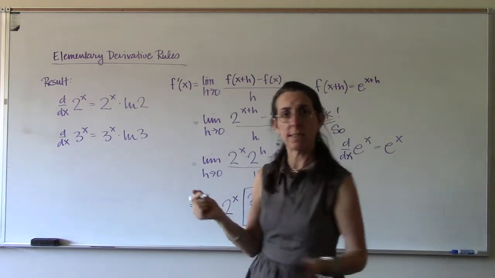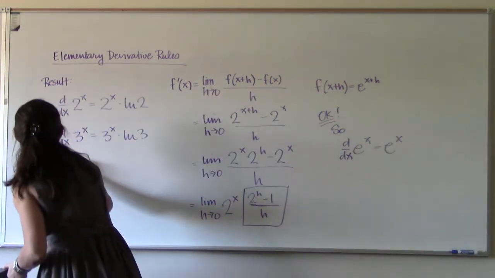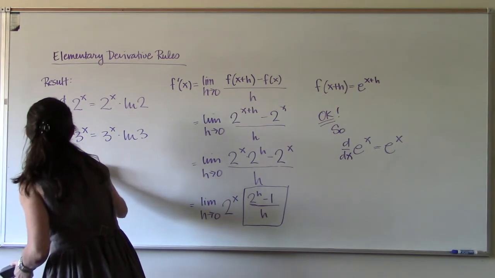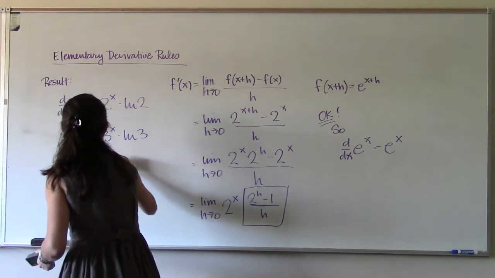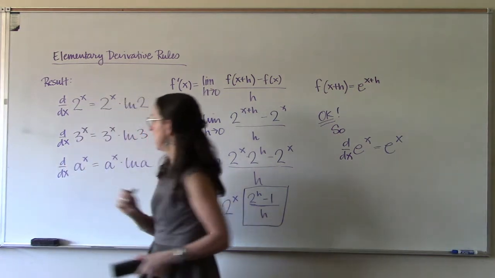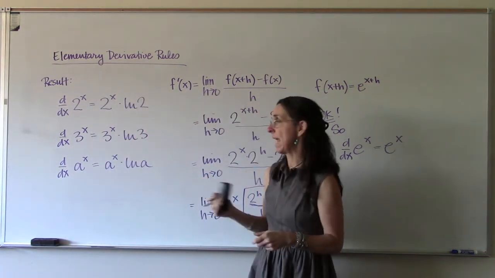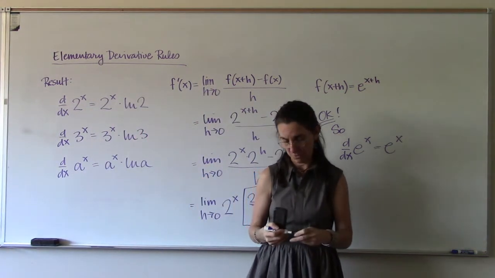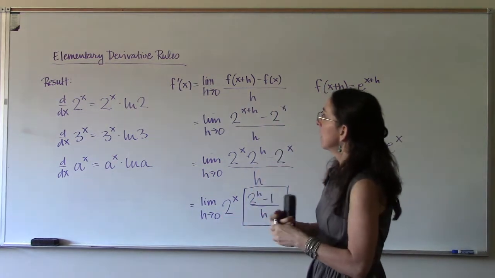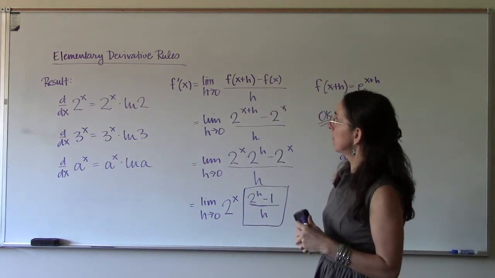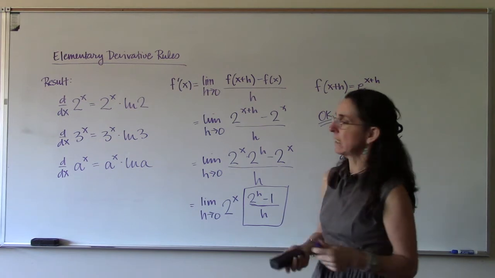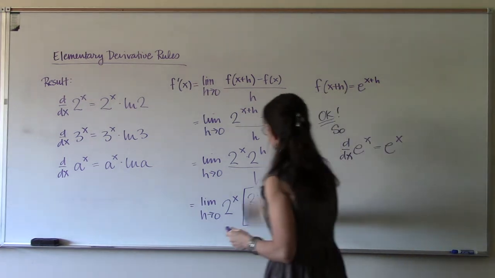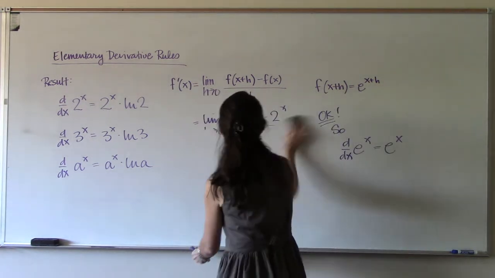The general case is written like this. The derivative of a to the x is equal to a to the x times the log of a. So, yeah, those are our elementary derivative rules. Let's look at an example.